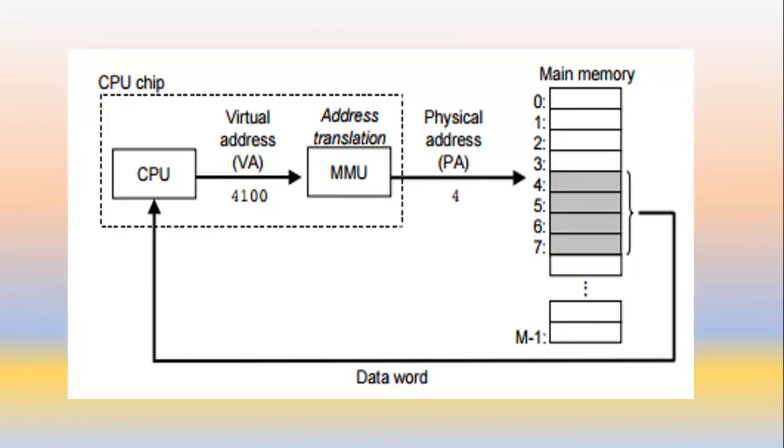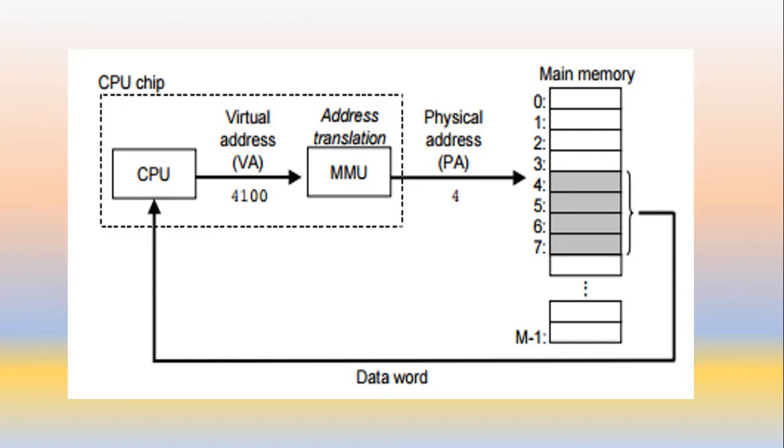And therefore, the central processing unit generates a virtual address for a memory location that contains information that has to be accessed. But this information cannot be accessed from the physical memory, for example the RAM, before that virtual address is translated into a physical address.